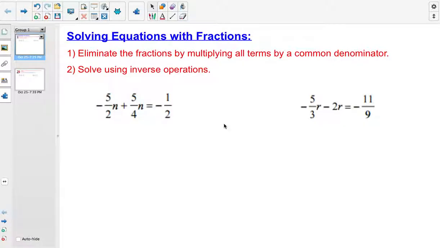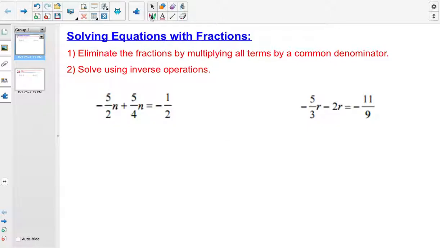Today we will be working on solving equations with fractions in them. We will be using a strategy in which you eliminate the fractions so that you don't really have to work with them by multiplying all terms in the equation by a common denominator. After you've done that, you reduce the fractions and then you simply have integers. Then you can solve the equation using inverse operations like a normal two-step or multi-step equation.